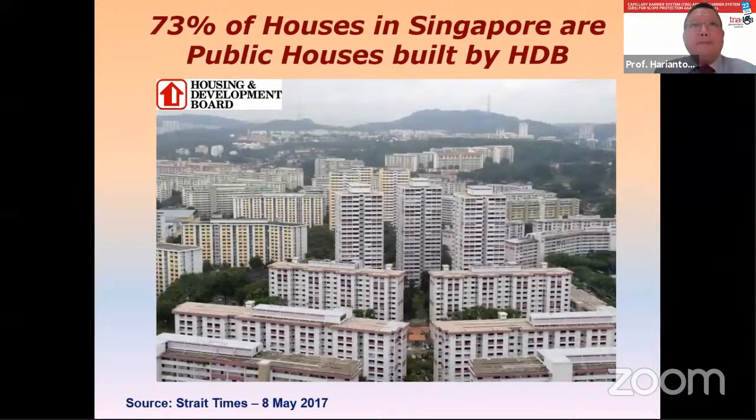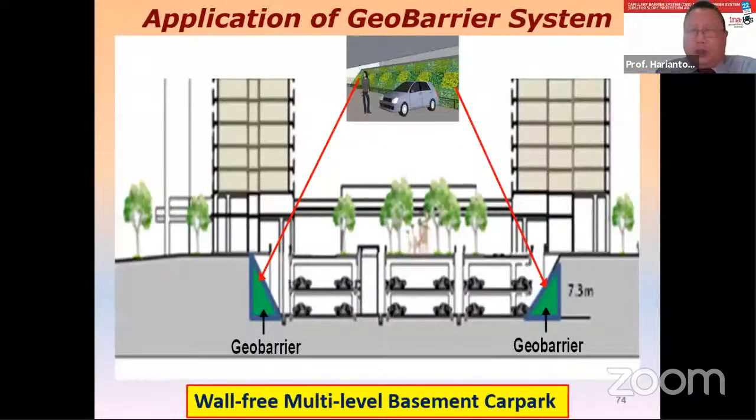Okay, so again, HDB comes into the picture, and would like to continue to explore the possibility of using this barrier effect for retaining structures. That's why we came up with the name geo barrier system. Yeah, so capillary barrier system is basically a cover system for the slope, but the geo barrier system is for the retaining structure. The idea is many of these flats have a basement car park. So what HDB wants to do is to have a basement car park without the wall. Yeah, so they do not want to have a wall. So, a wall-free multi-level basement car park.